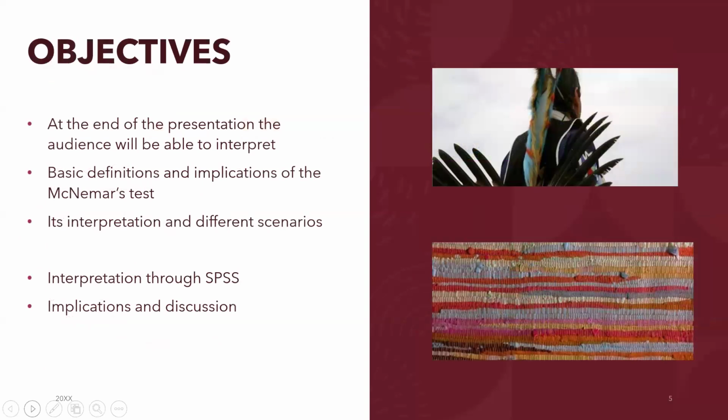The objectives for today's presentation are: at the end of the presentation, the audience should be able to interpret the basic definitions and implications of McNemar's test, its interpretations and different scenarios, interpretations through SPSS, implications, and discussion.